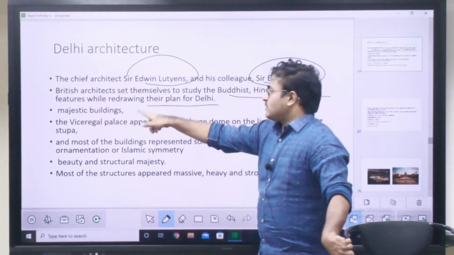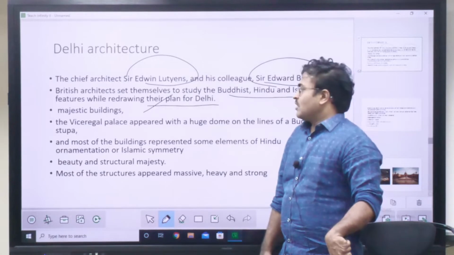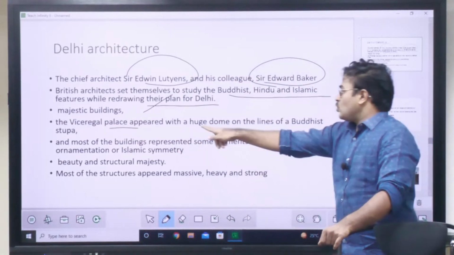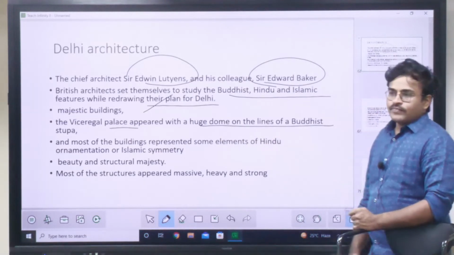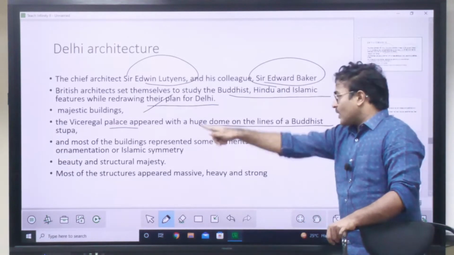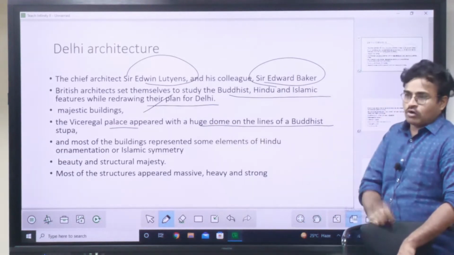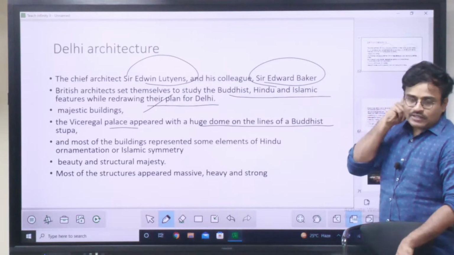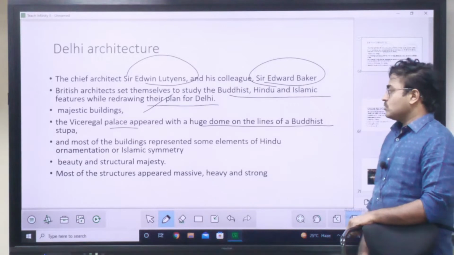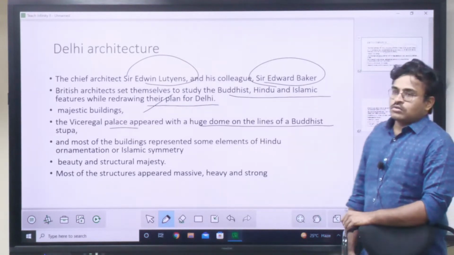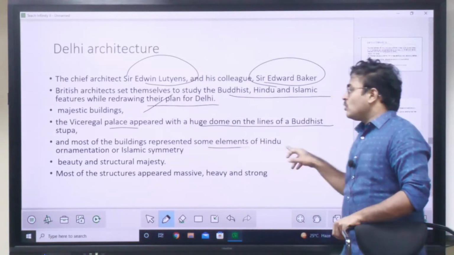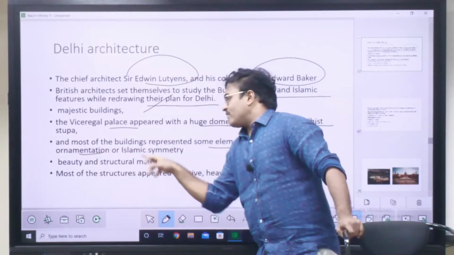Most of the buildings have this majestic appearance. The Viceregal Palace, which later became Rashtrapati Bhavan, appeared with a huge dome on the lines of a Buddhist stupa. Even the Parliament building has a stupa on top. And most of the buildings have Hindu ornamentation.